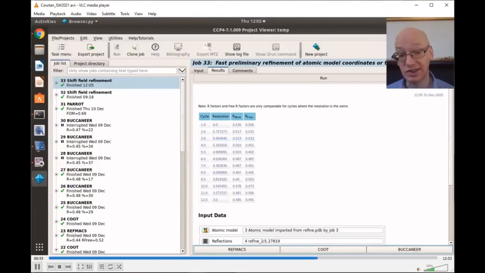Now, it produces a table of R work and R free as a function of cycle. Beware that you cannot compare these from cycle to cycle because we're changing the resolution constantly. So these numbers aren't comparable from cycle to cycle. The only thing you can use them for is comparing 2 different runs which finish at the same resolution.